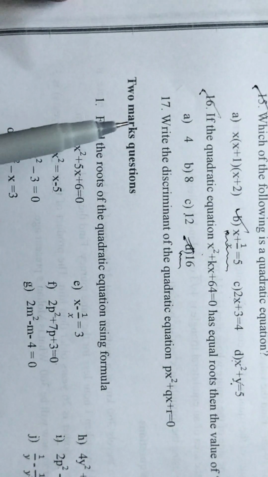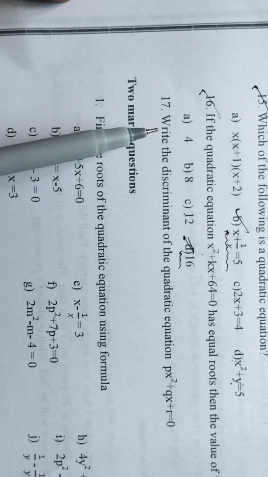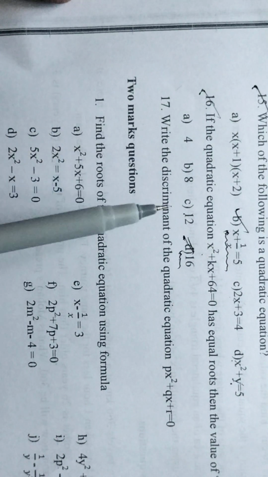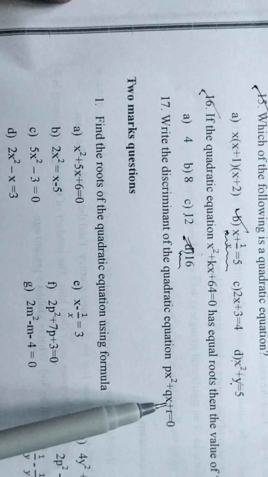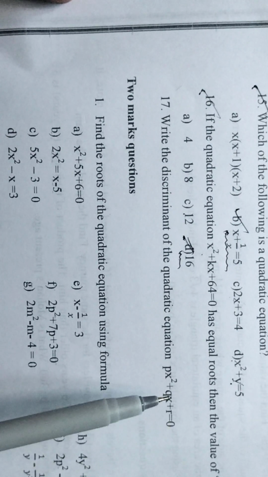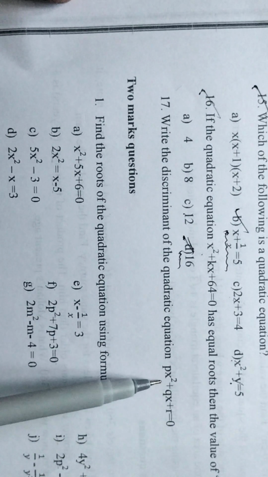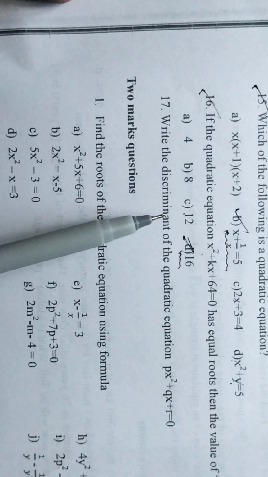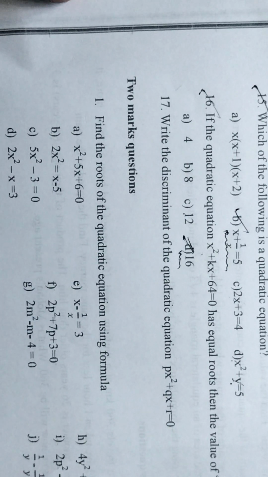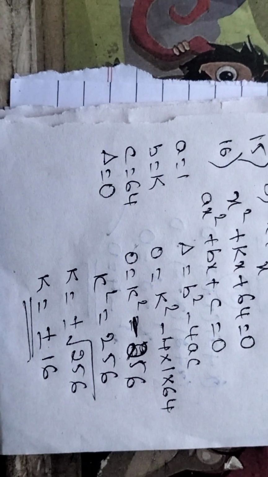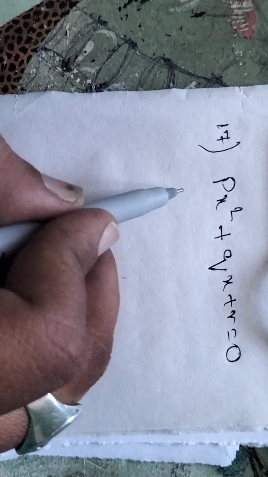Now let us move to the 17th question, the last question of 1 marks. That is, write the discriminant of the quadratic equation px square plus qx plus r is equal to 0. For this quadratic equation, you have to write the discriminant. So what will be the discriminant of the quadratic equation? First let us write the quadratic equation, and next let us write the discriminant.